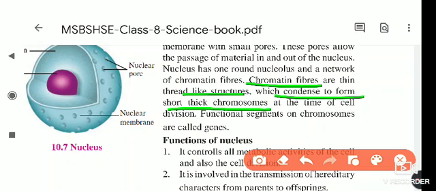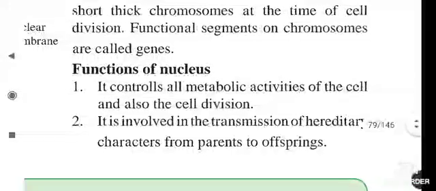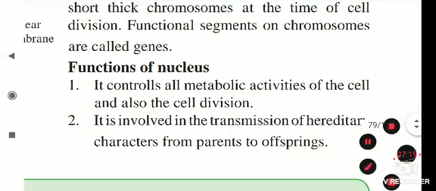So how the organism is decided by these chromosomes, and that is present in the nucleus around the nucleolus in the form of chromatin fibers. They are like a thread. At the time of cell division, when the cell divides, the functional segments of the chromosomes are called genes. Okay, that you have to keep in your mind. And they decide the structure and appearance of the organism.